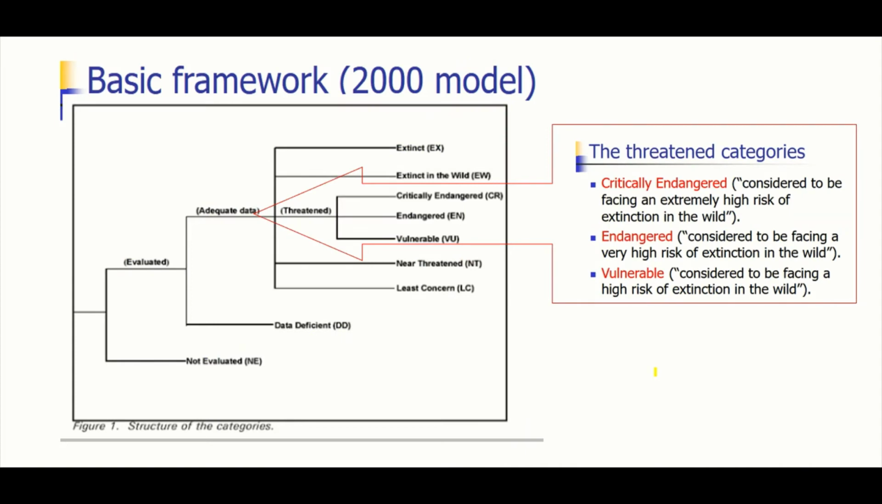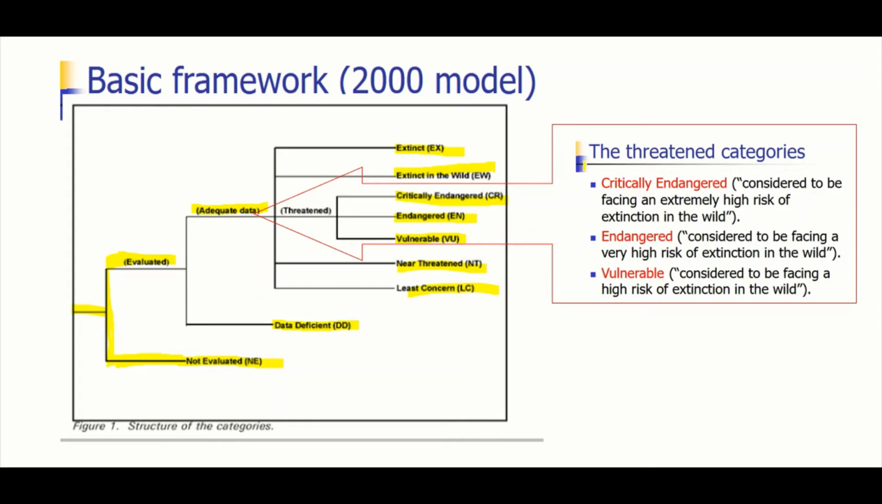So the basic framework for this 2000 model, of course, we have evaluated and non-evaluated. Evaluated are those that we've been able to study against the criteria, and non-evaluated are those that have not been studied. Then for those that are evaluated, we have those that have adequate data. And remember we talked about the data deficient category. And then for the adequate data, now we have the extinct, extinct in the wild, critically endangered, vulnerable, near threatened, and least concern.